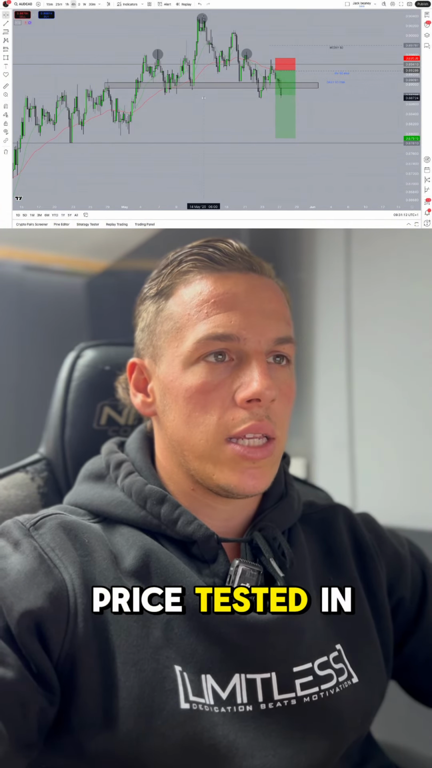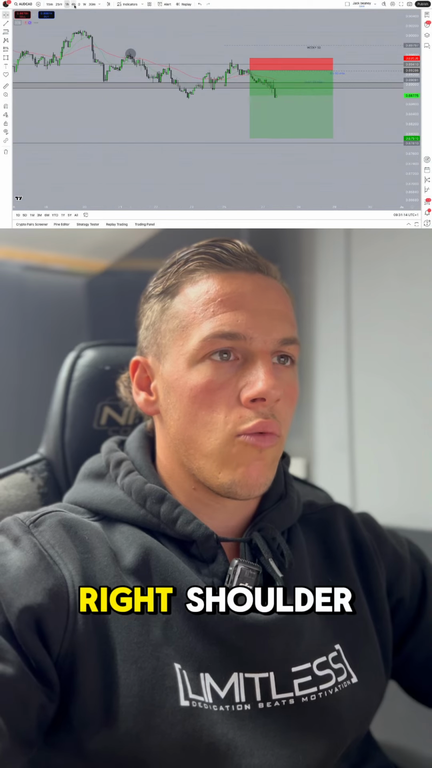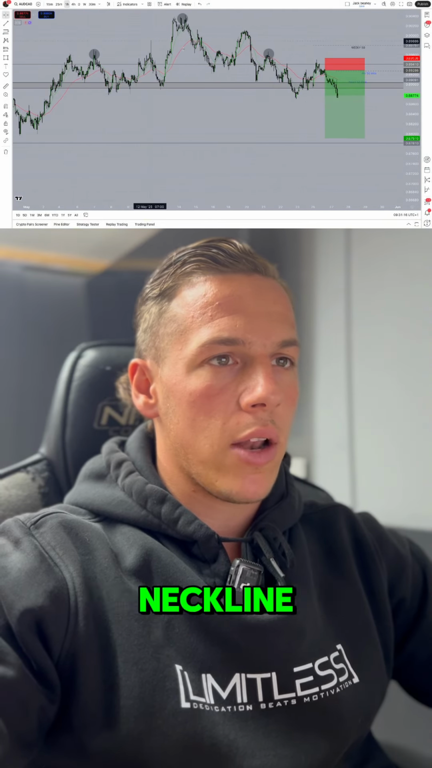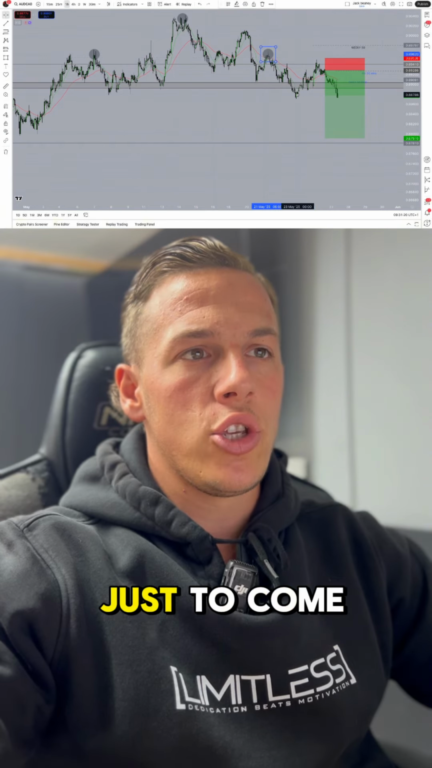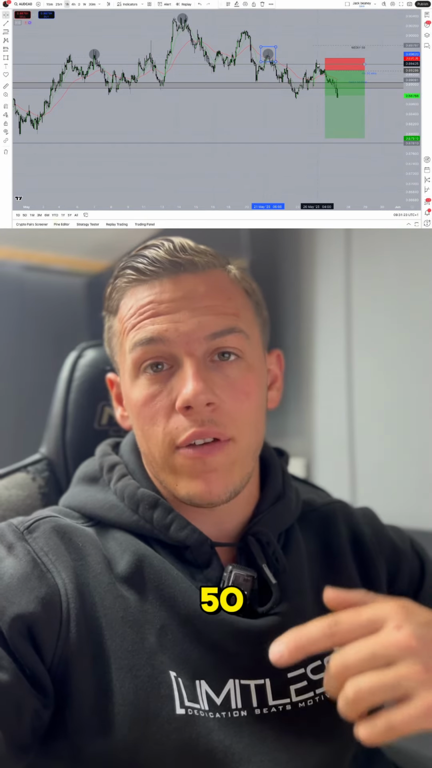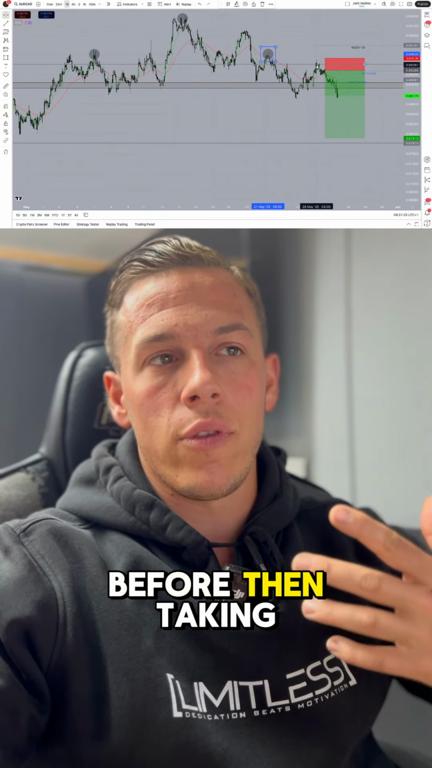You can see price tested in here. This was my right shoulder. Price then did break below the neckline, but then came back above the neckline and the 4-hour 50. Waiting for price to break back below the 4-hour 50, and retest that before then taking a short trade.